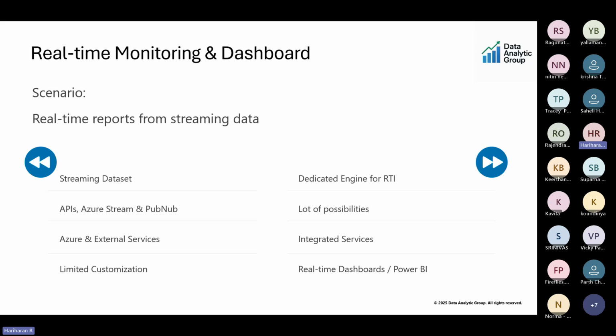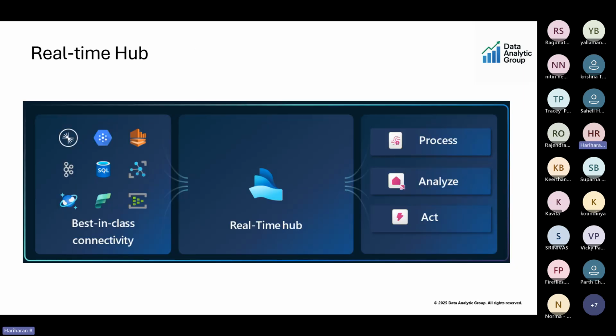And then, of course, real-time dashboards are also there. You have a new feature called real-time dashboards, which can sit on top of these real-time intelligence event house databases, and you can see the real-time information on this dashboard instead of building a Power BI dashboard for real time. On top of that, you can still have Power BI dashboards connected on top of these event house databases. So this is the high-level flow.